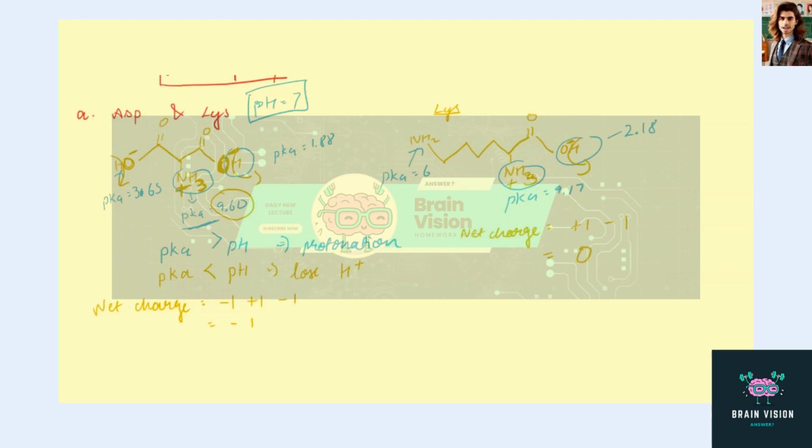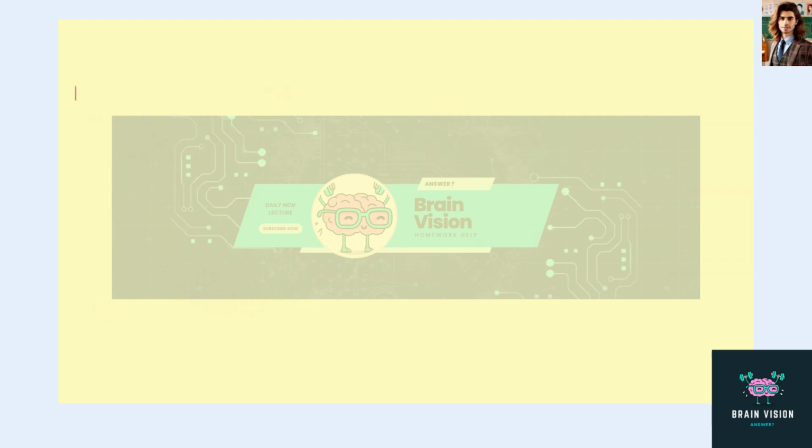So from this information, we can tell that it is asparagine that will be eluted first. Why asparagine? Because it has a negative charge. So the amino acid which has a negative charge or which has lesser charge than the other one will be eluted first. So in part B, we have to tell between arginine and methionine, which is going to be eluted first.